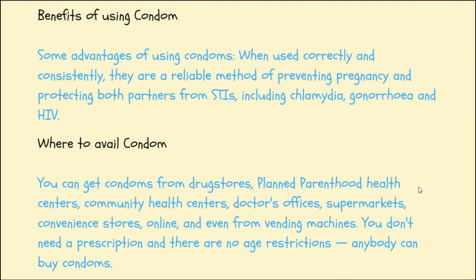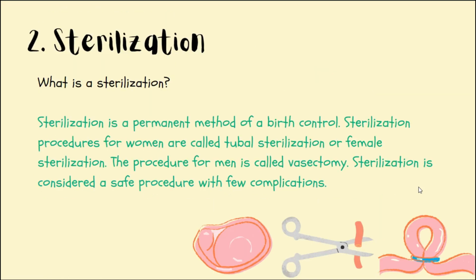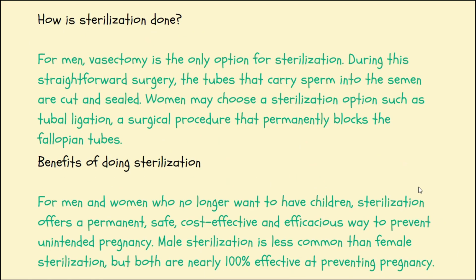When used correctly and consistently, they are a reliable method of preventing pregnancy and protecting both partners from STIs, including chlamydia, gonorrhea, and HIV. Where to avail a condom? You can get condoms from drugstores, Planned Parenthood health centers, community health centers, doctors' offices, supermarkets, convenience stores, online or any stores that are available, and even from vending machines. You don't need a prescription and there are no age restrictions. Anyone can buy condoms.